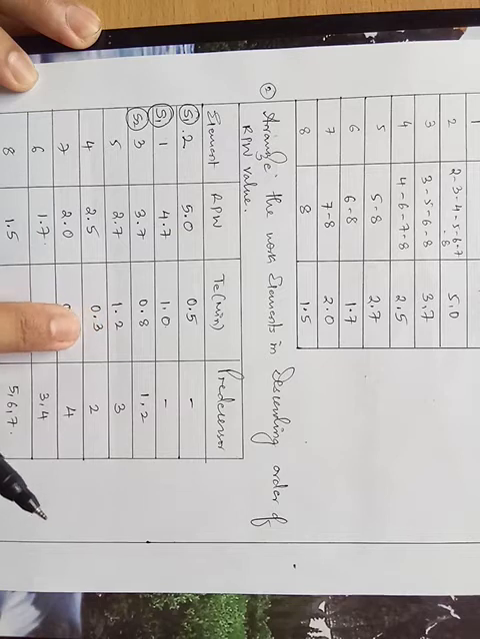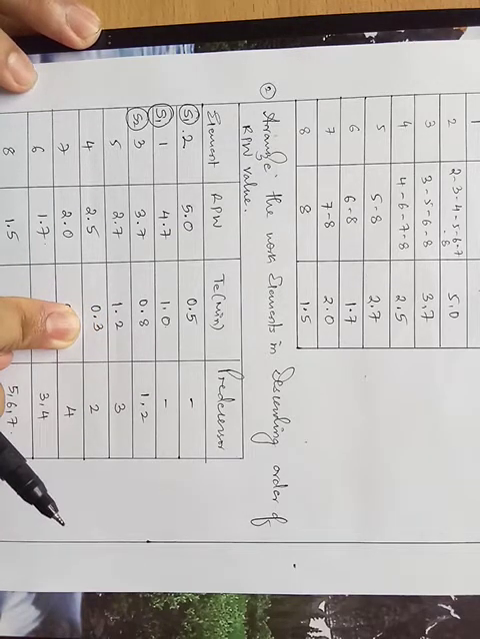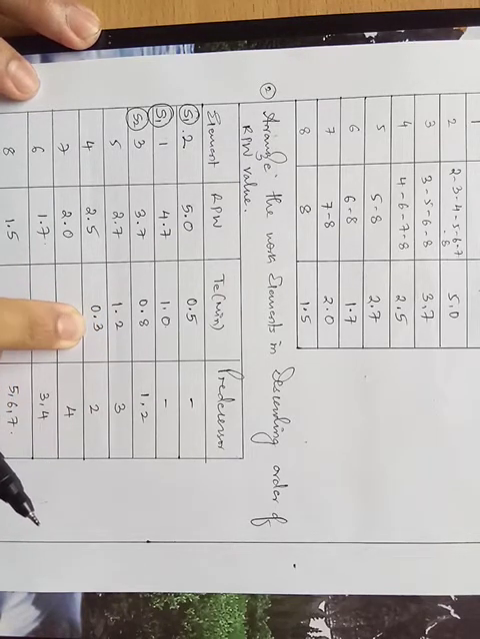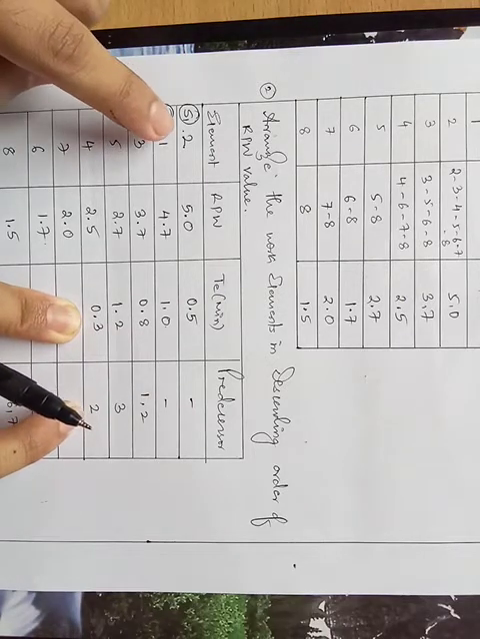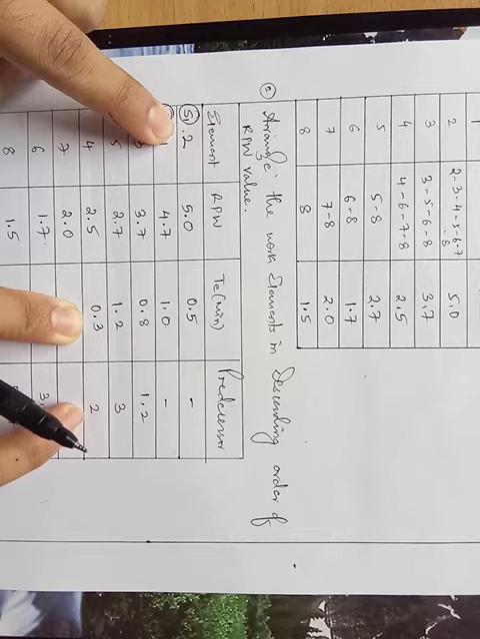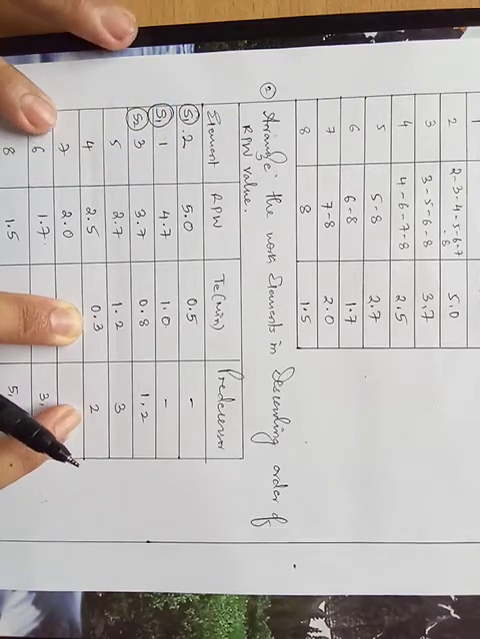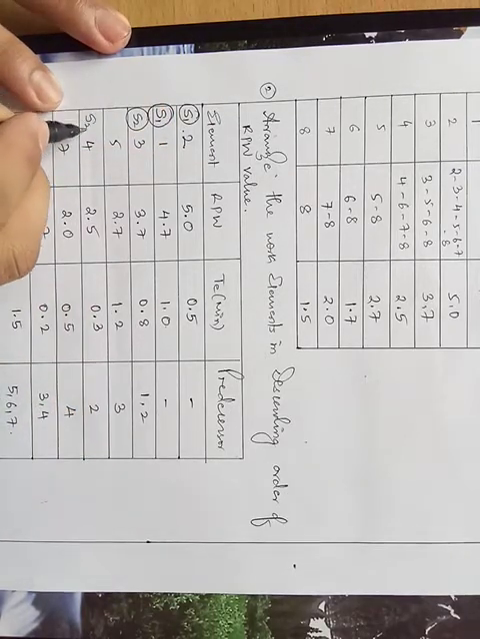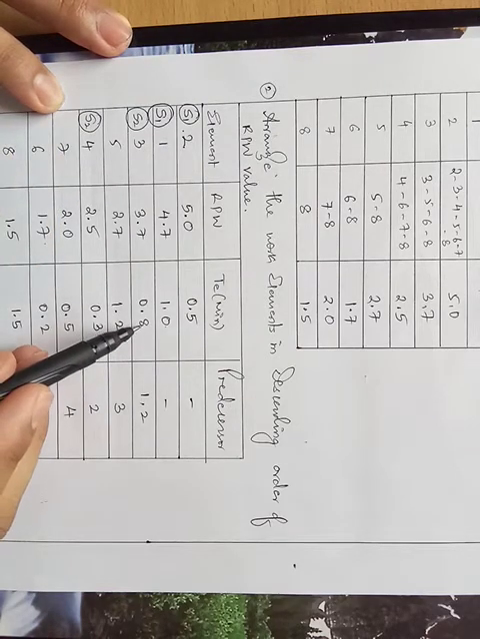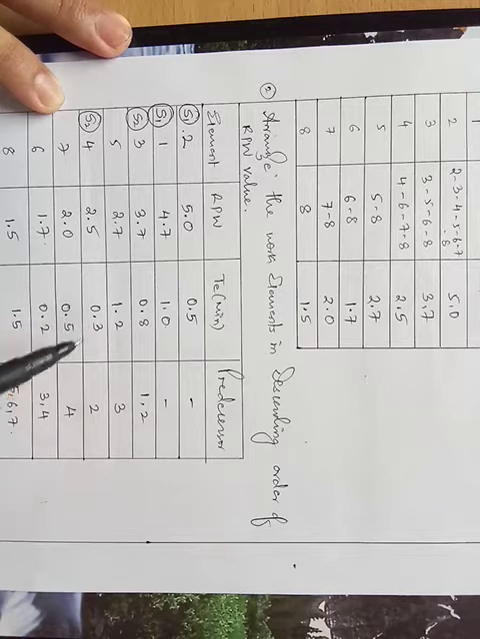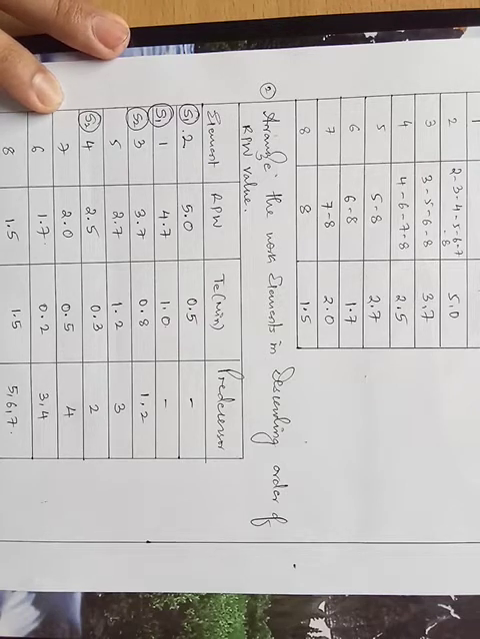Proceeding further, the fourth element is 0.3 and its precedence activity is 2, and 2 is already completed. So yes, I can also allot work element 4 to station number 2. Now, 0.8 plus 0.3, so the sum of work elements on station number 2 is now 1.1. Maximum it can be 1.5, so there is still scope.